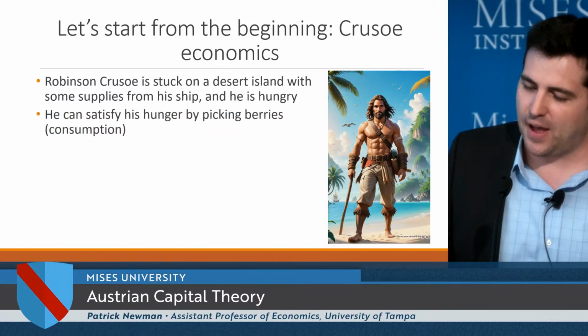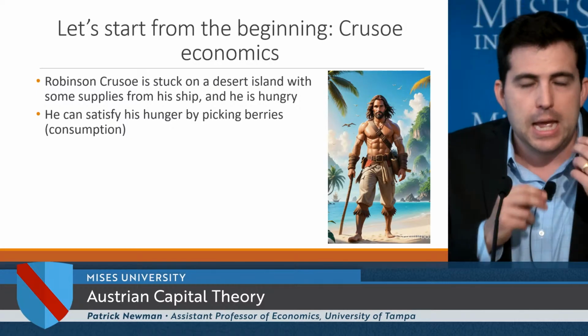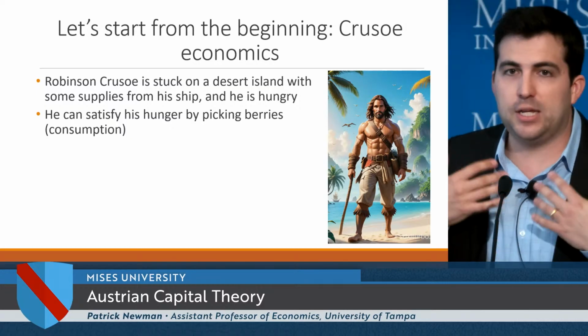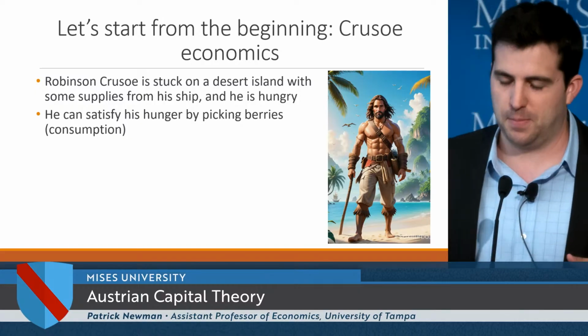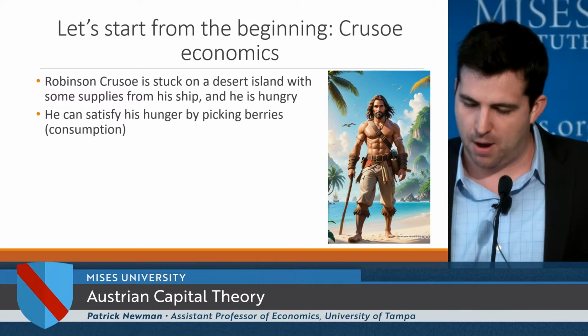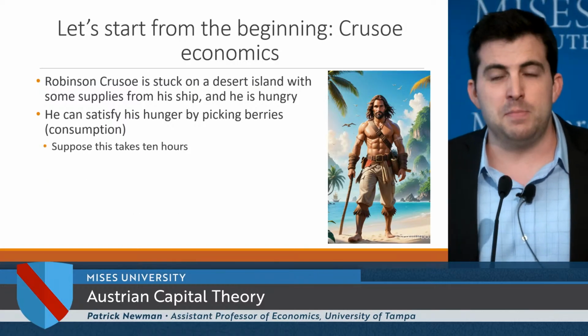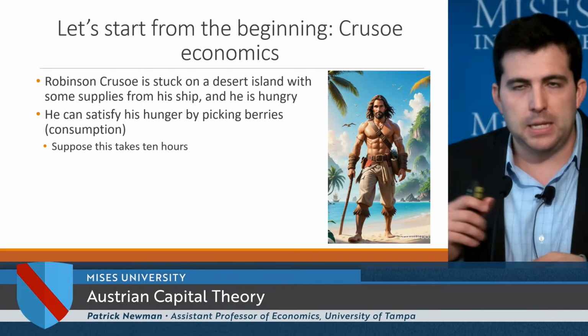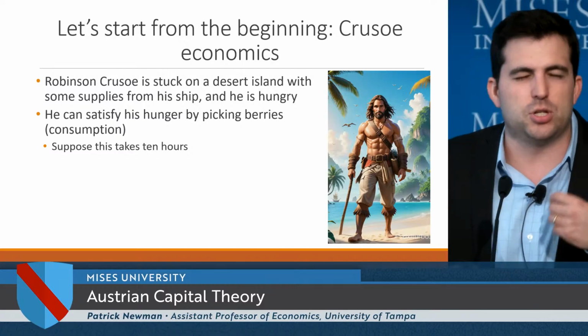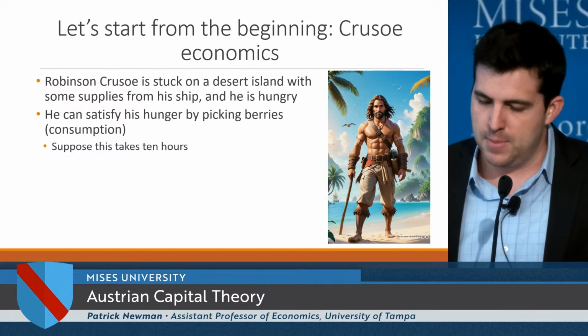Crusoe can satisfy his hunger by picking berries, right? And that's consumption. So he can just pick berries and he can eat them, and he can survive. Though he might need some protein powder, but we'll say he can live on berries. And let's say that this takes 10 hours. Okay, it's a fairly meager existence, right? He could just simply be engaged in this production process, just eat berries for the rest of his life, and sort of eke out a very meager existence.